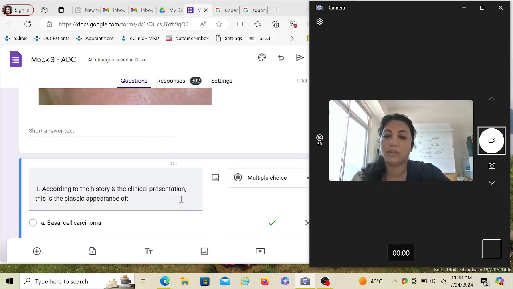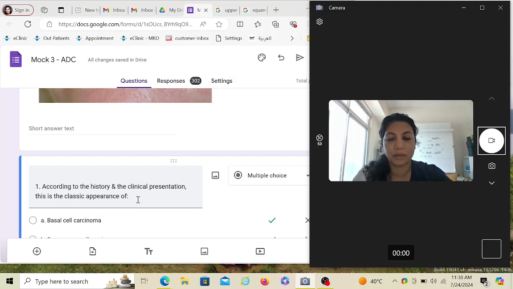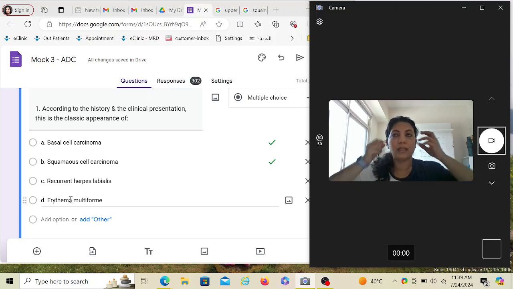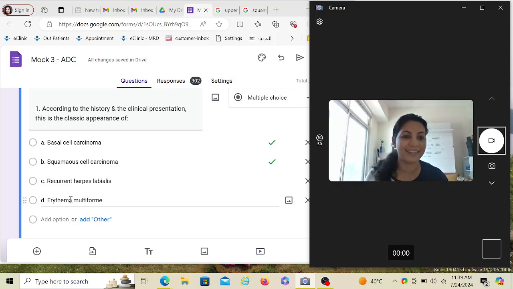Now, here the first question is: according to the history and clinical presentation, this is a classic appearance of, and the options given here are basal cell carcinoma, squamous cell carcinoma, recurrent herpes labialis, and erythema multiforme. Options C and D are very painful, and they don't last several years. They'll come, they'll have an episode, and they'll go away. So definitely C and D are not the options. Now option A and B.